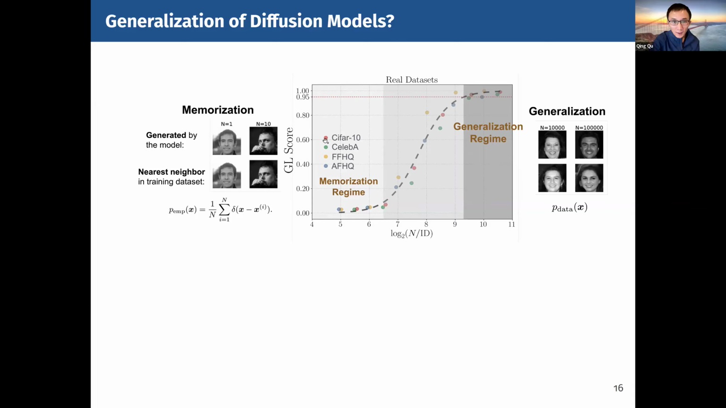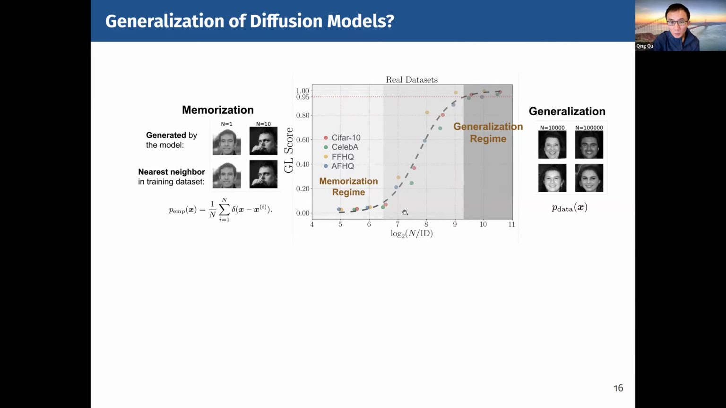On the left-hand side, when you have very limited samples, in the memorization regime, your model will just memorize the training samples. This can be illustrated by the figure on the left, where the first row is the generated images by the trained model, and the second row shows the nearest neighbor in your training data set. You obviously observe that the generated sample is just a copy of the training data. This is memorization, and it suggests that your model is just learning the empirical distribution of your training data.